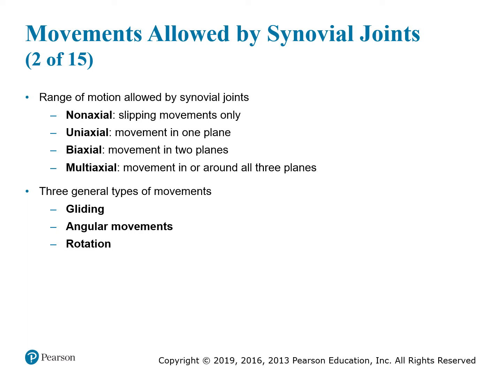The range of motion allowed by synovial joints. Non-axial means slipping movements only. Uniaxial are movements in one plane. Biaxial are movements in two planes. And multiaxial are movements in or around all three planes. The three general types of movements are gliding, angular, and rotation.